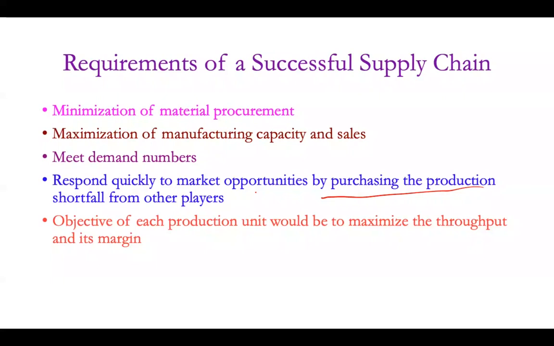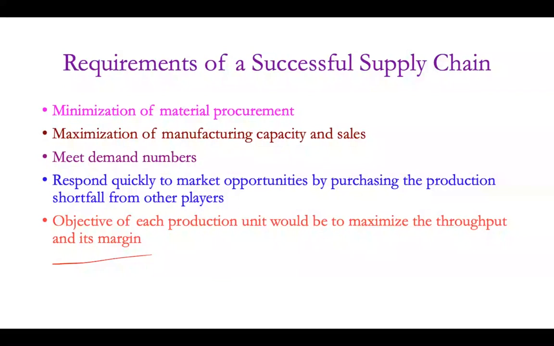So our first one is crude oil, the first entity. If one crude oil place is unable to produce the more crude oil needed for the demand of the people, then they try to purchase crude oil from other entities and supply as per the demand. Then the objective of each production unit, it may be crude oil, crude oil transportation, storage, refining, distribution, and retail, in every unit, is to maximize the throughput and the margins.